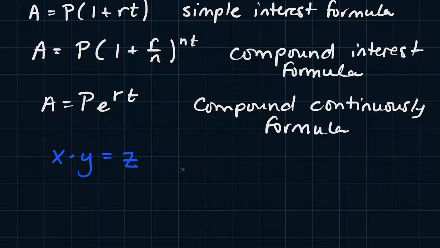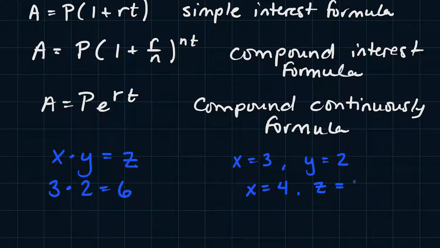is z. This is solved in terms of z. So if you know x and you know y, so let's say x is 3, y is 2, you can find z from this equation. All you need to do is say 3 times 2, that's 6. But what if I say x is 4, z is, let's say 2. How would you figure out what y is?